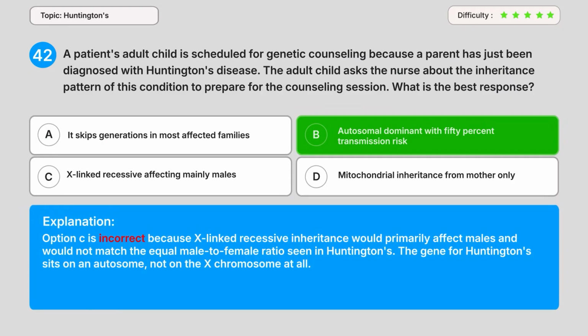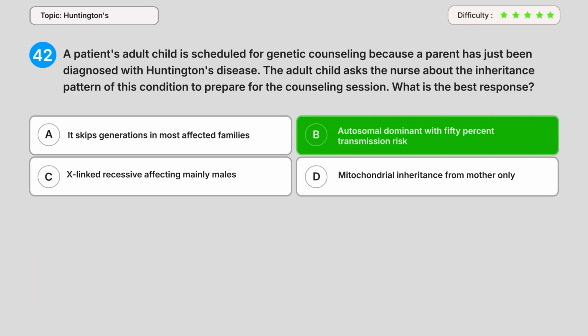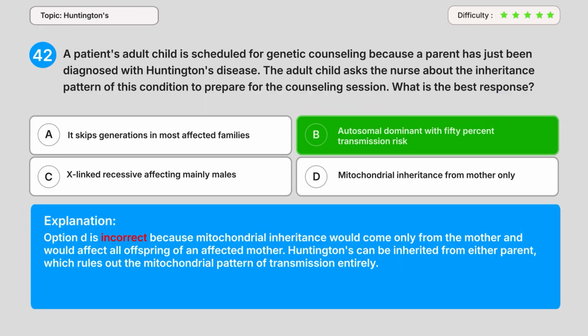Option C is incorrect because X-linked recessive inheritance would primarily affect males and would not match the equal male-to-female ratio seen in Huntington's. The gene for Huntington's sits on an autosome, not on the X chromosome at all. Option D is incorrect because mitochondrial inheritance would come only from the mother and would affect all offspring of an affected mother. Huntington's can be inherited from either parent, which rules out the mitochondrial pattern of transmission entirely.